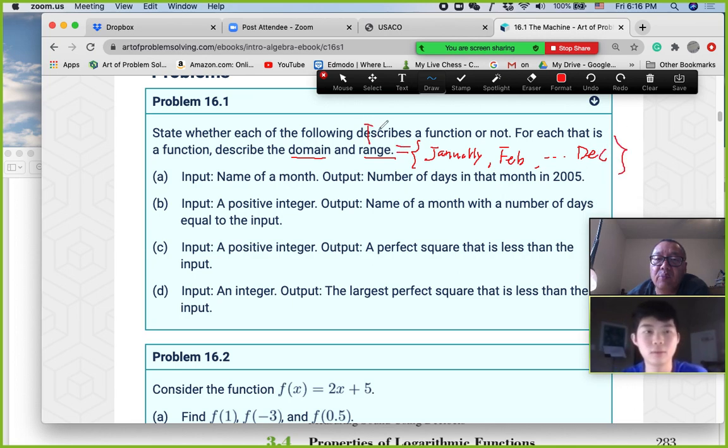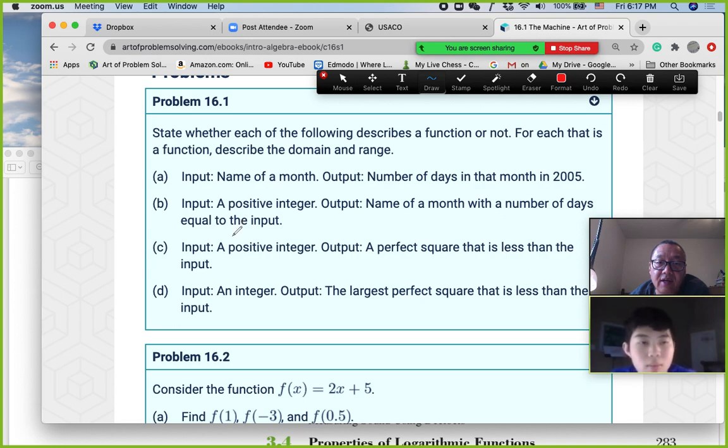The range, usually we use R to represent. The range is what? 28, 30, 31. Yes, 3 numbers: 28, 30, 31. Okay, this year is not a leap year. If it's a leap year, February will have 29 days, and this one will be 29. But for this one, it's like this.